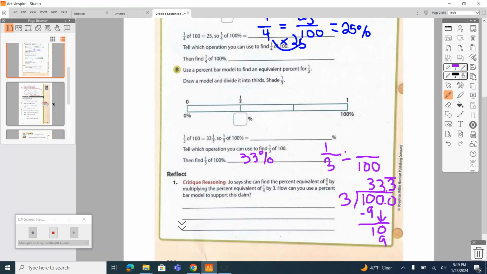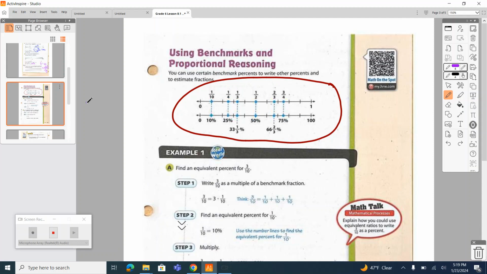The other thing you can do, if it helps, is you can memorize some of these benchmarks. So for instance, 1/10 is 10%, 1/4 is 25%, 1/3 is 33 1/3%. We wrote it as 33.3 with a bar. And it is useful if you memorize these to have some things to help you. 1 is 100%.